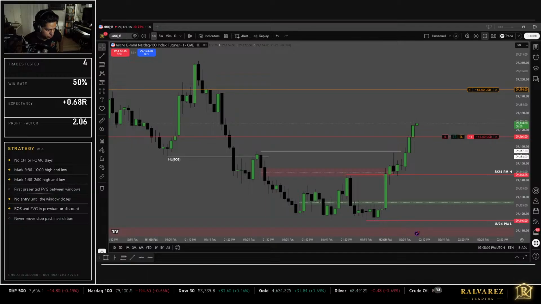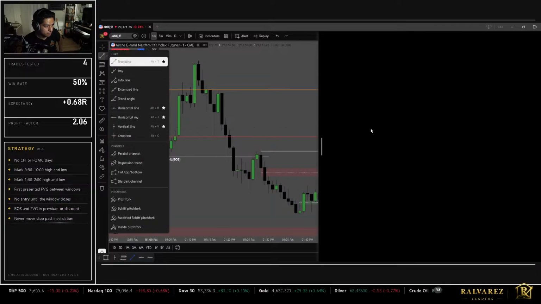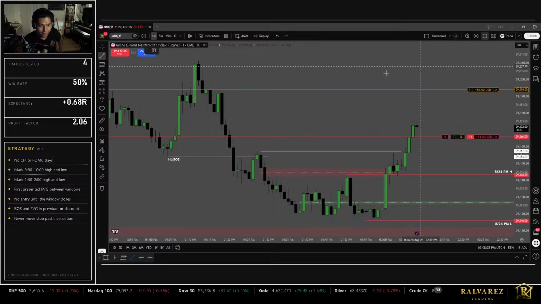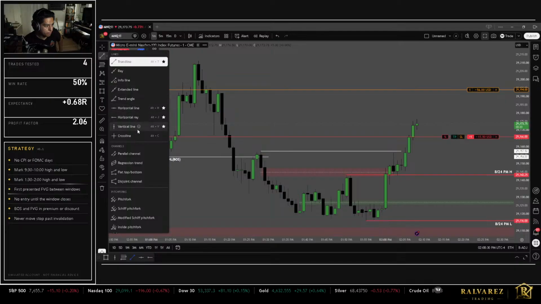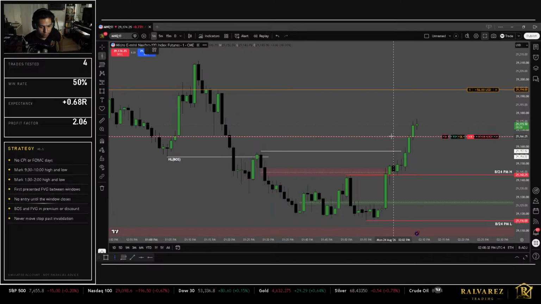It looks like we're in a trade, so let's see. I'm going to go over here. So we've marked that first presented fair value gap. We're not moving our stop. And no entry until the window closes. So our window closed and now we have our entry. What the heck? So our window was right here.